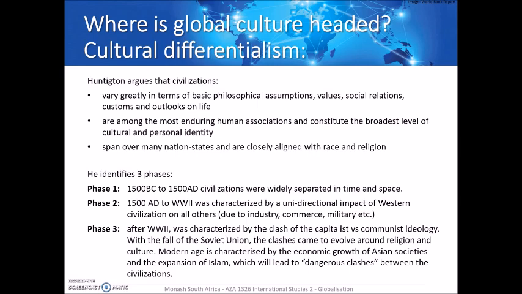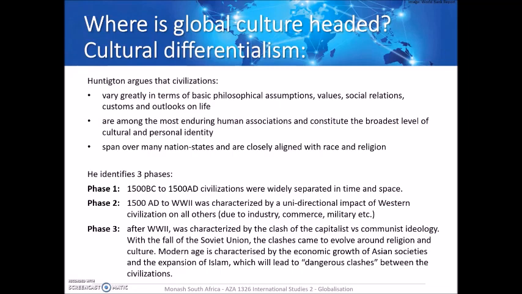And then he argues that after World War II, a phase three starts that is characterized very strongly by clashes. In the beginning, this clash was between the capitalist and the communist ideology. Until then, with the fall of the Soviet Union in 89, this clash disappeared because the communist ideology declined. And he argues that the clashes then came to evolve more around religion and culture. The modern age is characterized strongly by the growth of Asian societies and by the expansion of Islam, which according to him will lead to more dangerous clashes between the civilizations. The growth of Asian societies is mostly related to economy, while with the expansion of Islam, he predicts clashes in terms of religion and fundamentalism.